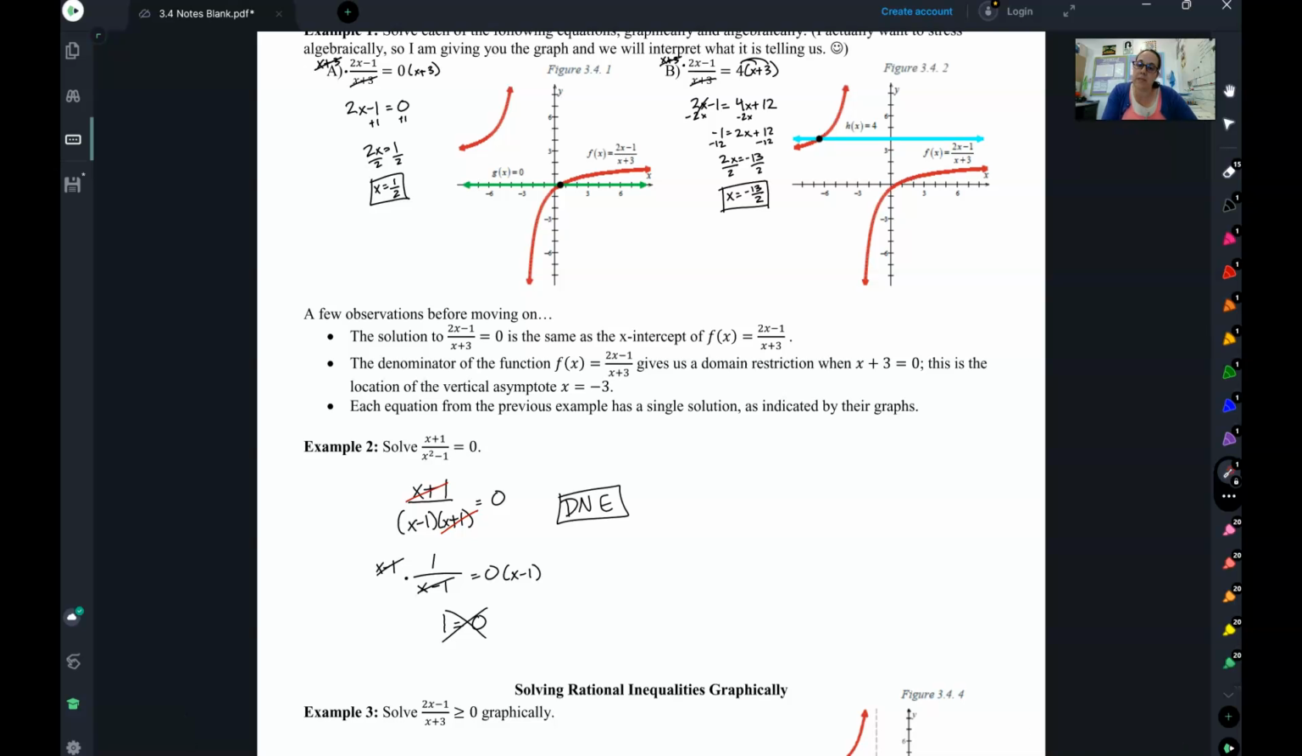So those are a few examples of solving rational equations. In the next video, we'll look at solving rational inequalities by looking at a graph.